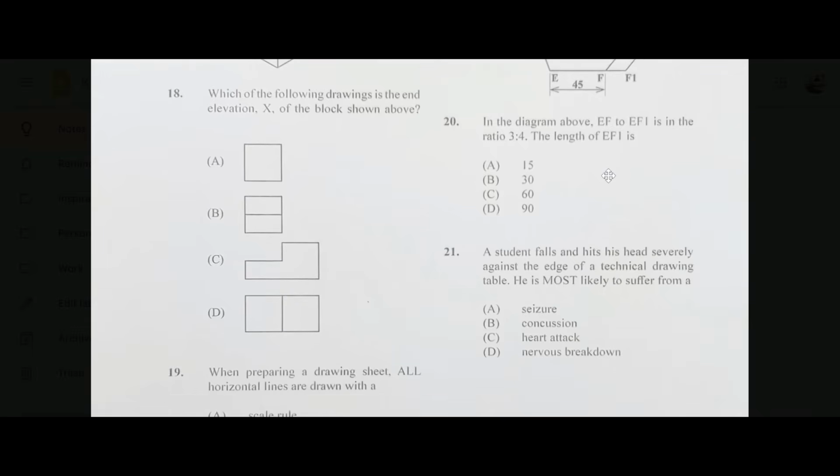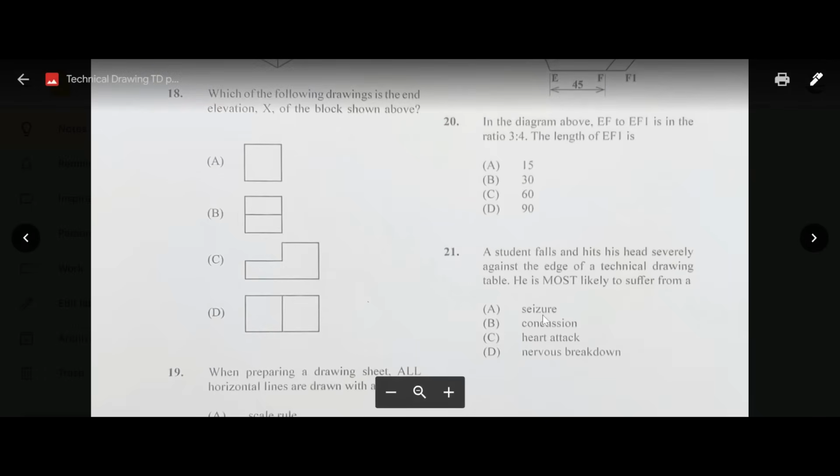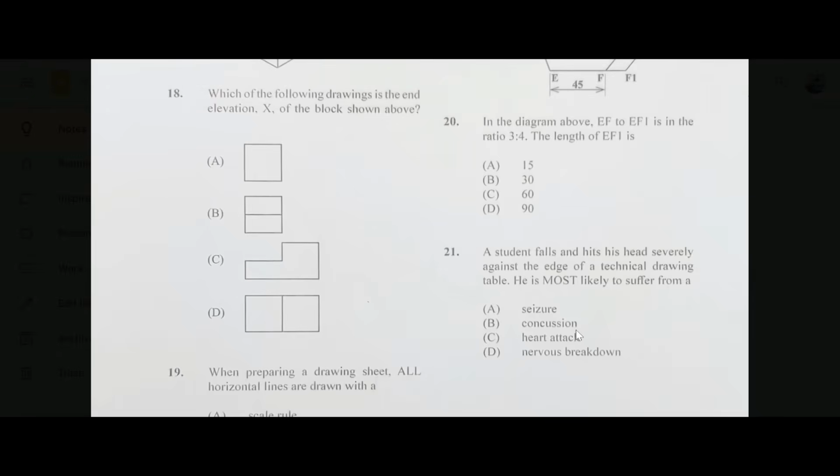Number 21. A student falls and hits his head severely against the edge of a technical drawing table. He's most likely to suffer from a B, a concussion. B, concussion.